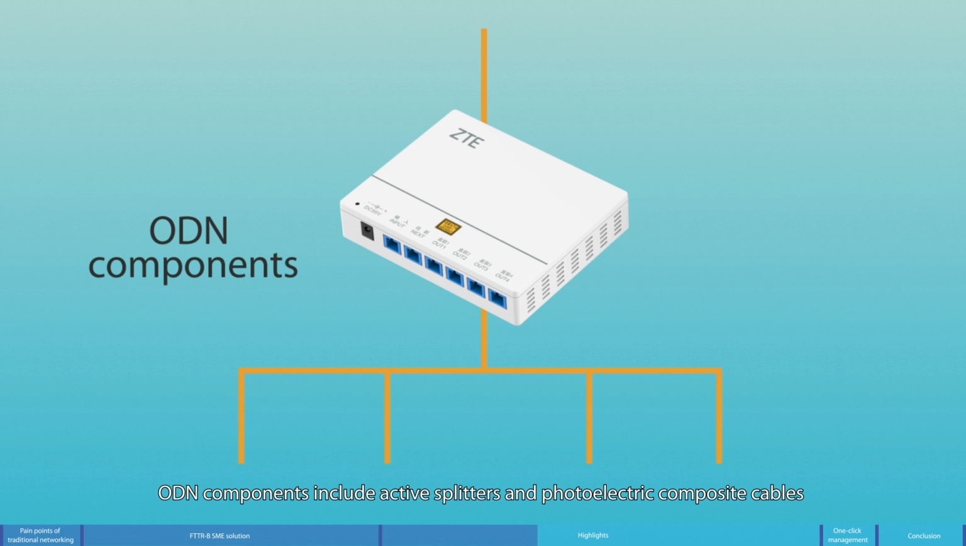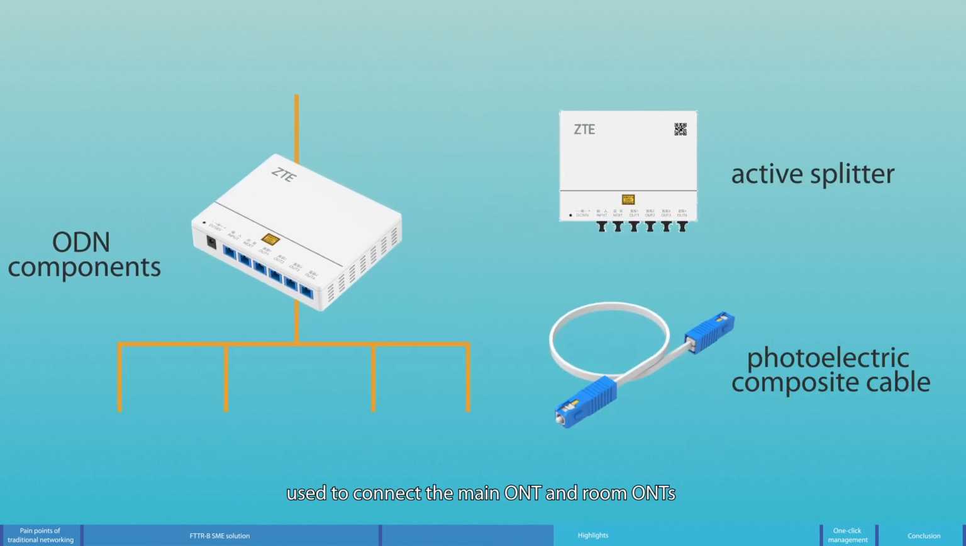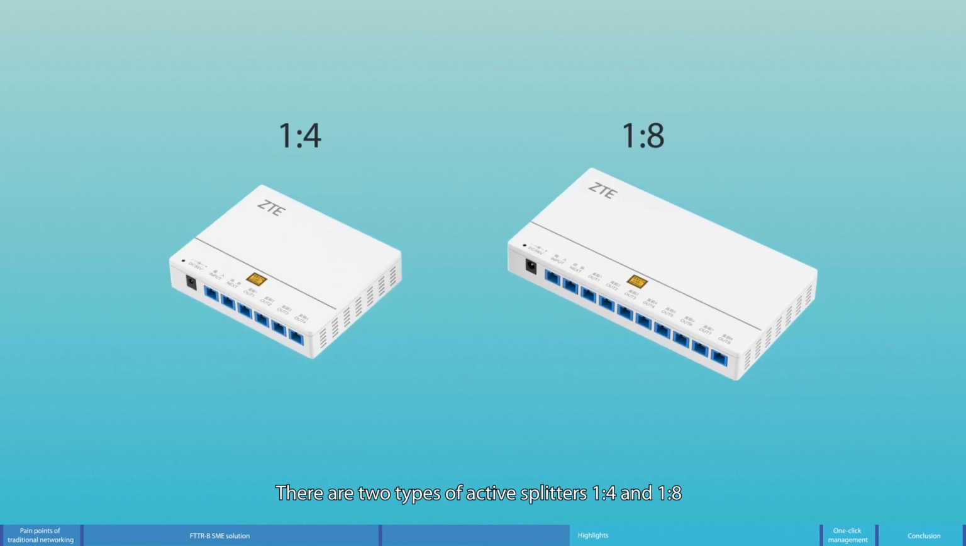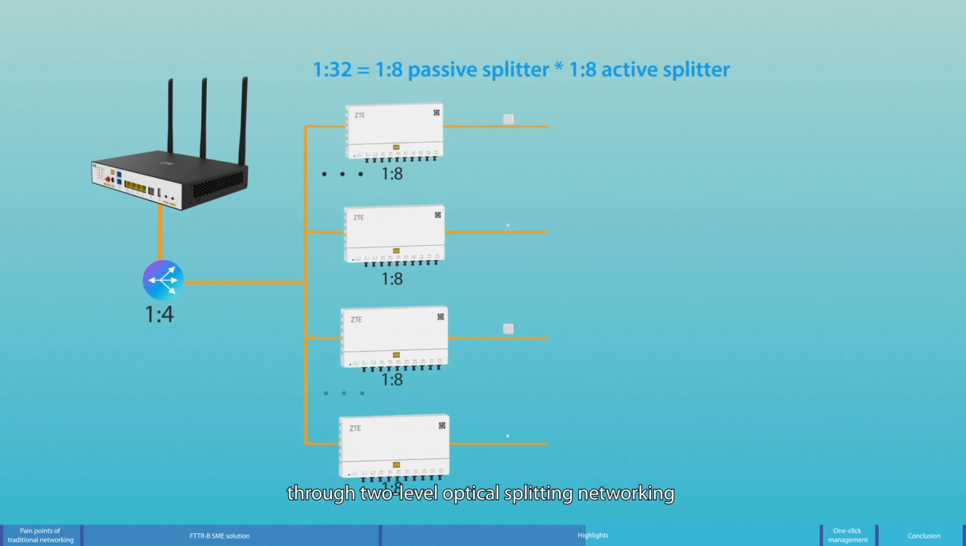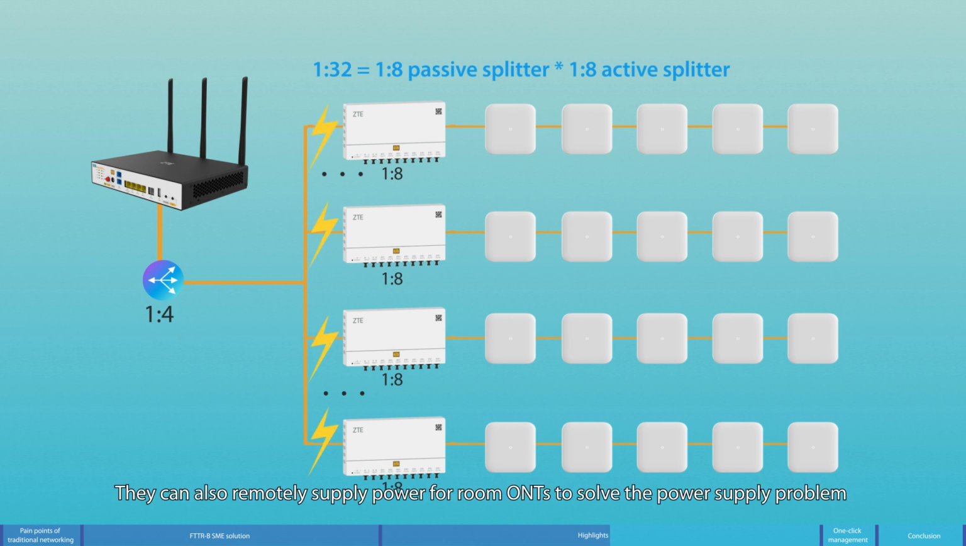ODN components include active splitters and photoelectric composite cables used to connect the main ONT and room ONTs. There are 2 types of active splitters, 1 to 4 and 1 to 8. Through 2-level optical splitting networking, they can be connected to the maximum 32 room ONTs. They can also remotely supply power for room ONTs to solve the power supply problem.